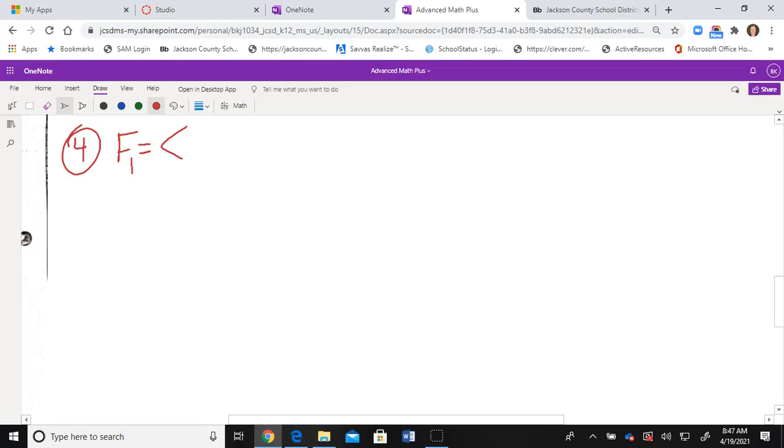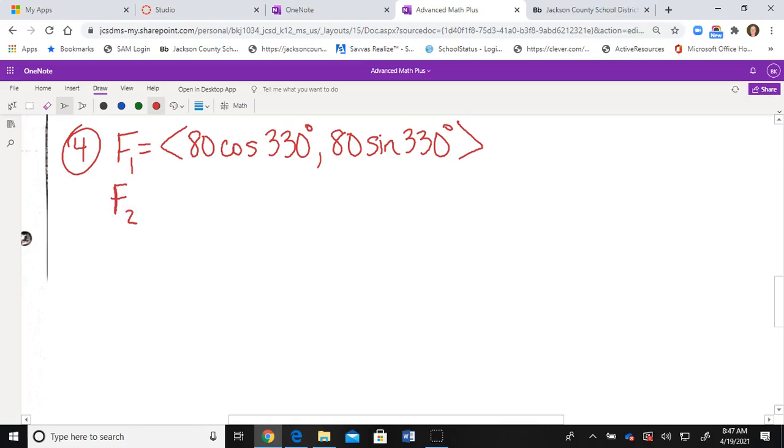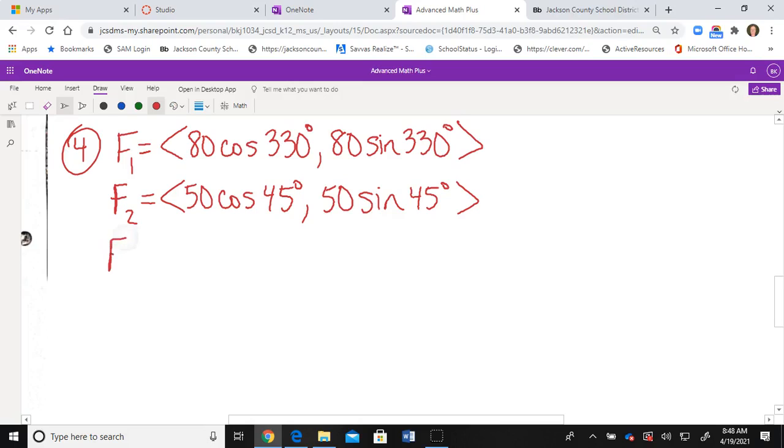Force 1 said it was 80 pounds at what? 330 degrees. So, that's going to be 80 cosine of 330 degrees, comma, 80 sine of 330 degrees. Force 2 was 50 pounds at 45 degrees, right? So 50 cosine of 45 degrees and 50 sine of 45 degrees. That will make my x and y element of that force.